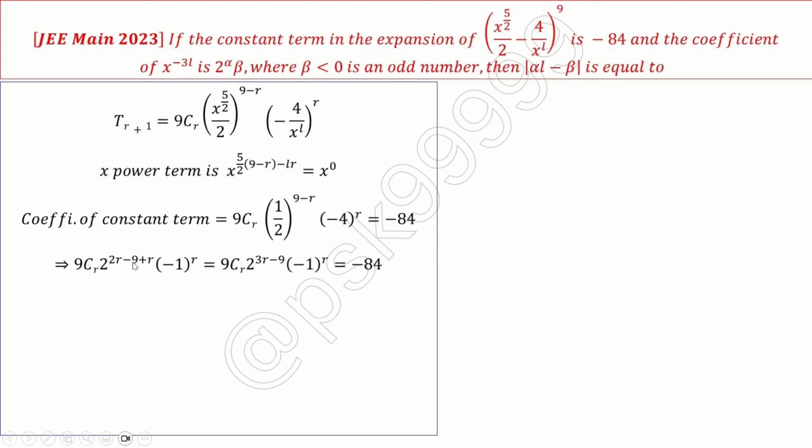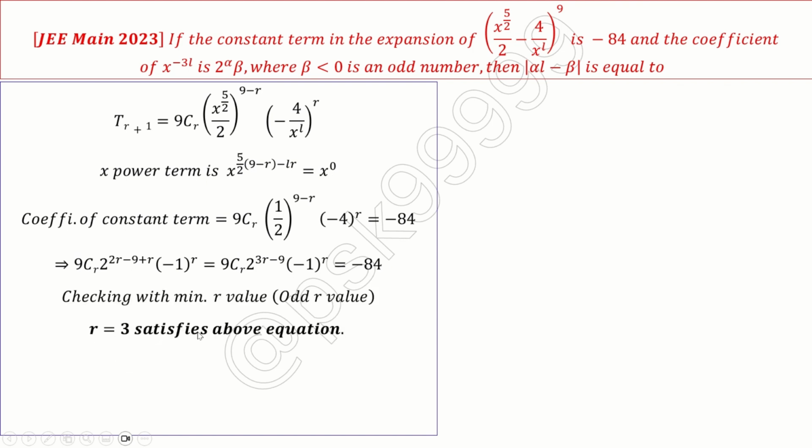You can just do it by observation, very simple. 9CR 2 to the power of 2R minus 9 plus R, minus 1 whole to the power of R, which is nothing but 9CR 2 to the power of 3R minus 9, minus 1 whole to the power of R. So R has to be odd, otherwise you will not get a negative value. So try with odd values of R, 1 and 3. I think R equal to 3 gives the solution. So R equal to 3 satisfies the above equation. So R is 3 for the constant term.